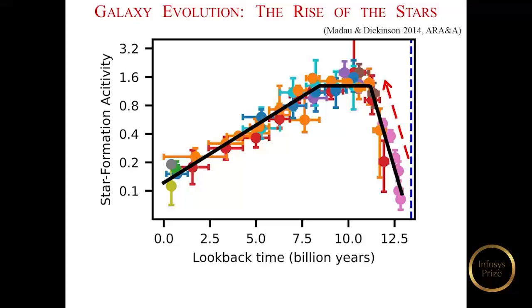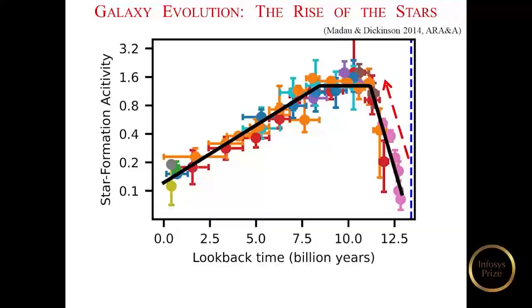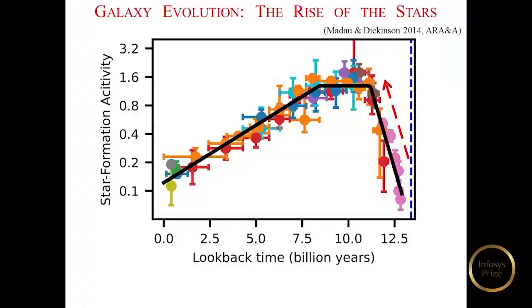So this plot is showing the star formation activity in galaxies in the universe, averaged over a large number of galaxies, against the time from which the light is coming to us. So this vertical dashed blue line is the Big Bang, approximately. And the earliest galaxies are about 12.8, 13 billion years ago. And what you see is that time is running this way, right? So we are at look back time of zero, time is running this way.